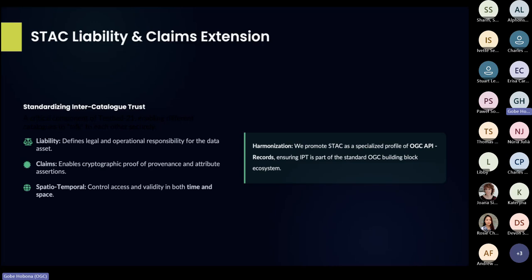The extension is for standardizing inter-catalog trust, as we said at the beginning. And as we are stressing, the liability defines legal and operational responsibility for the data asset. So it's quite clear, because when you produce something out of geospatial or any other image, for other uses, it is legally binding. The claims help us keep cryptographic proof of the provenance of the information.